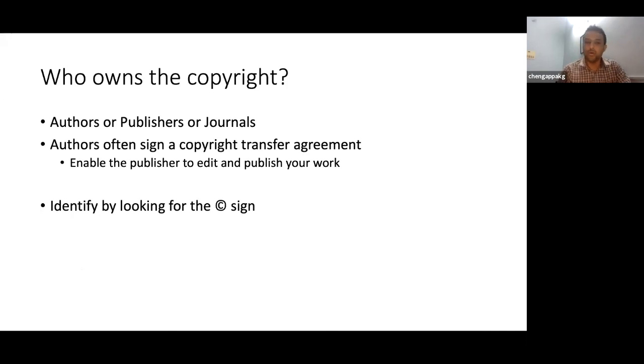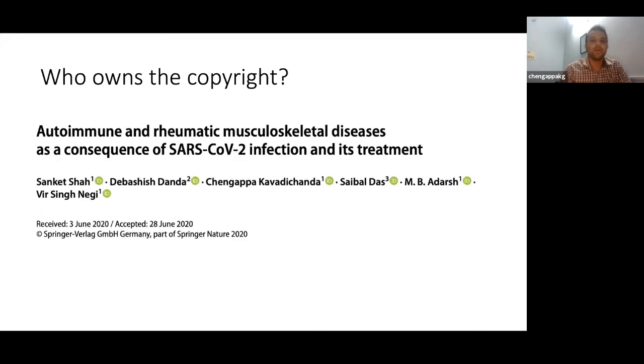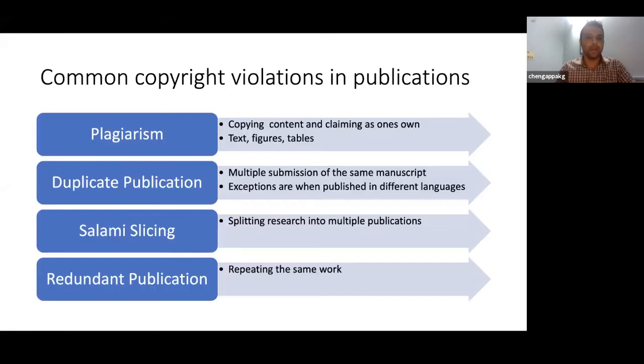How do you know who owns the copyright in a manuscript? You go to a manuscript and you look for this copyright symbol. Wherever that copyright symbol is, that individual or group is the owner of the copyright. So in this case, it is the publisher who is the owner of the copyright.